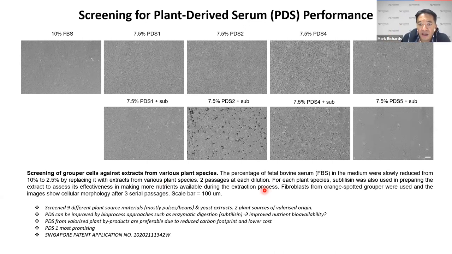So we gradually reduced the serum concentrations, and in total, we screened about 9 different plant source materials, mainly from beans and pulses and yeast extracts as well, and 2 plant sources of valorized origin. There's some evidence that subtilisin digestion can improve nutrient bioavailability and increase the performance of what we term the plant-derived serum, or PDS. And we have 1 or 2 candidates which are still performing very well. And we filed a patent for this invention as well.